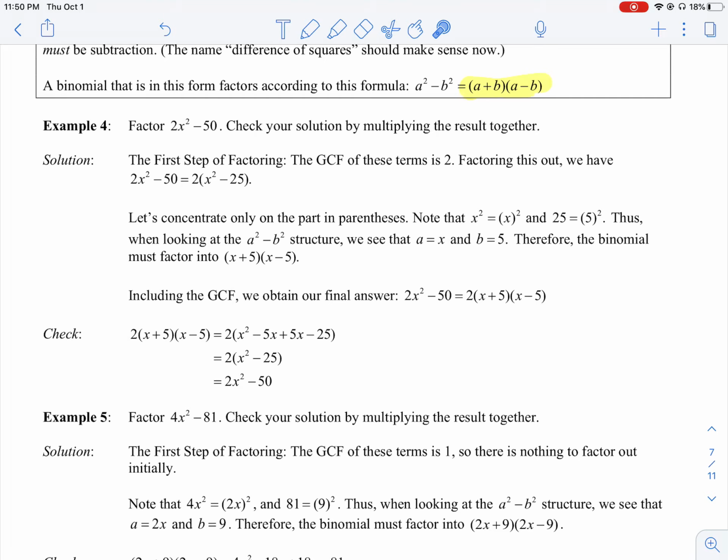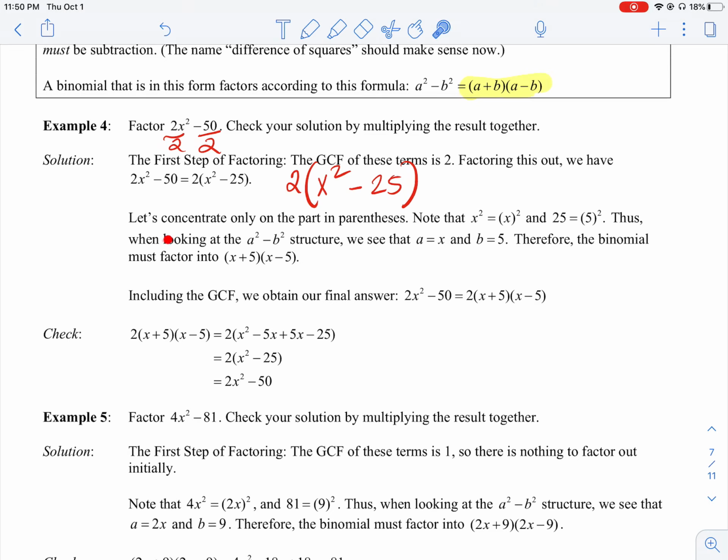You know how they have 2 in common? Let me put that in there. Okay, hold on. We're almost done, guys. So the GCF of these terms is 2. Factoring this out, we have 2x squared minus 50. Because you know how we did that earlier, yeah? So 2 is common, so we have x squared, 50 divided by 2 is 25. So we have 2 times x squared minus 25.